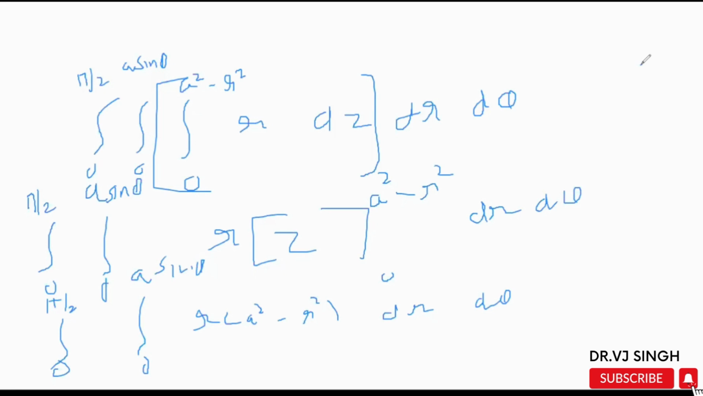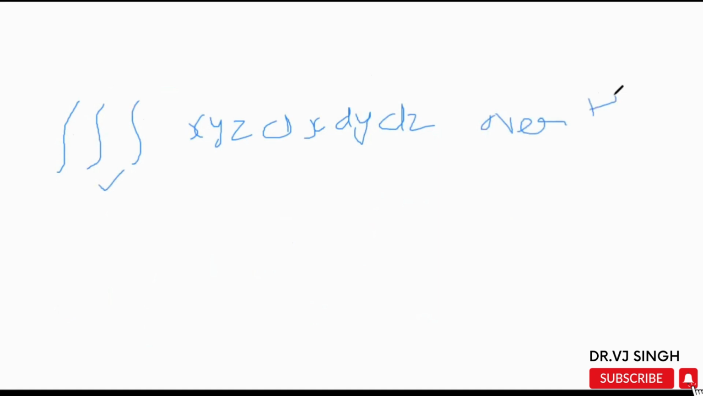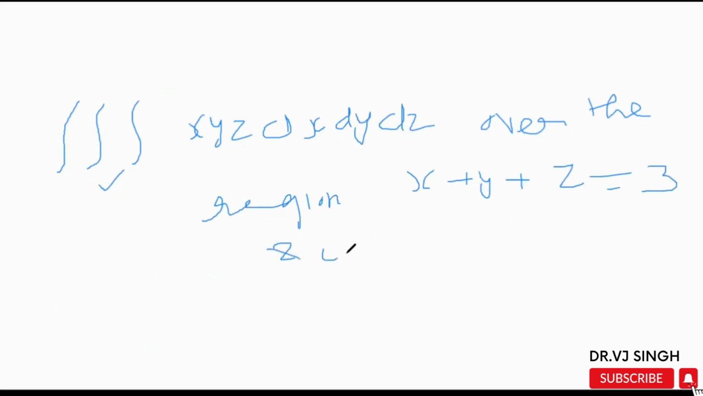Okay, so this is the question. Triple integration is given. So there is x y z dx dy dz, over the region, suppose, over the region given by x plus y plus z equal to 3 and the coordinate planes, suppose. So this is a question.